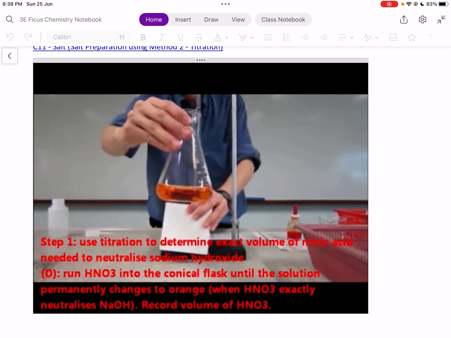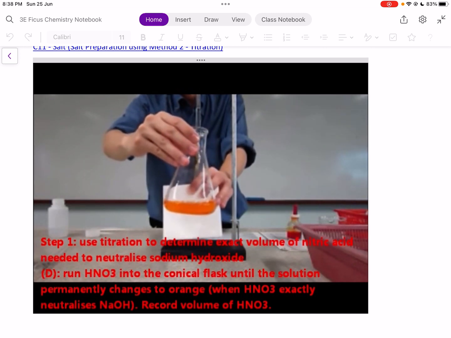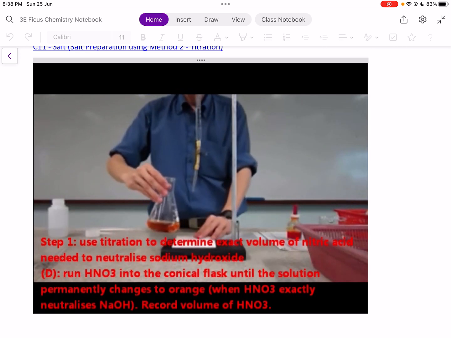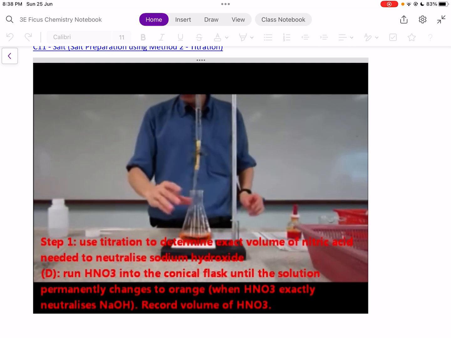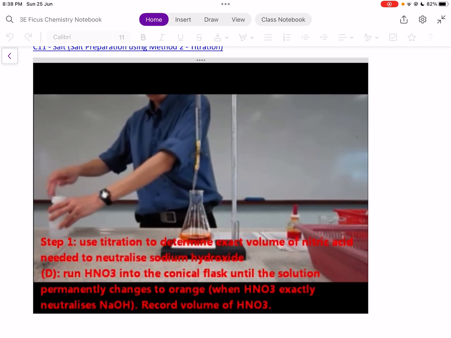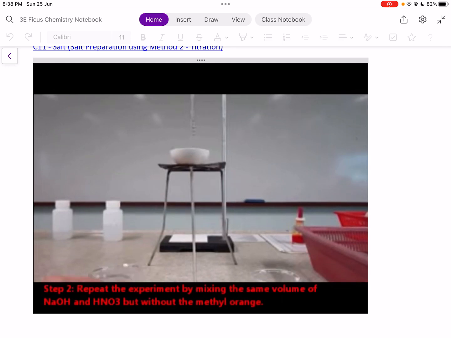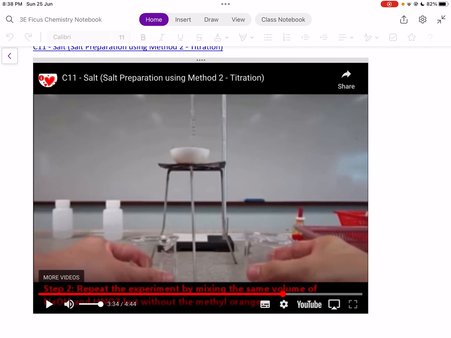Okay, it changes to orange. So at this point you should record the volume of the nitric acid, and using the volume of the nitric acid that you record as well as the 25 cm cube of... Alright, so that's the end of the titration. The rest is salt preparation.